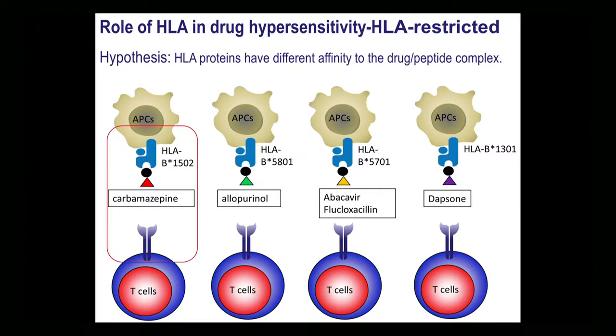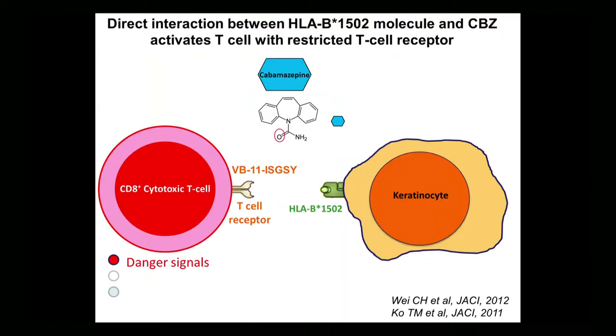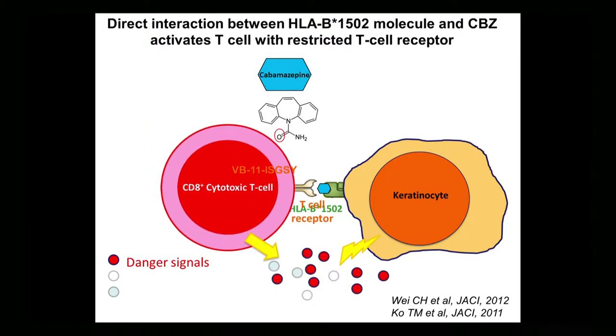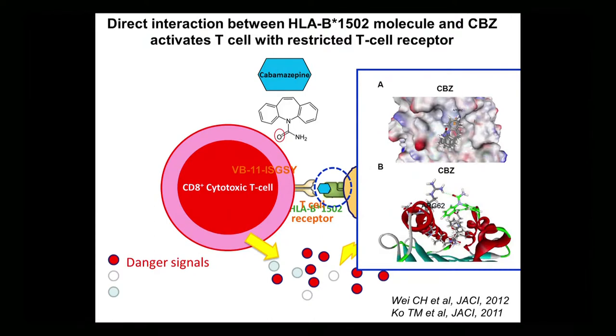So what's the role of the HLA in drug hypersensitivity? For the HLA restricted model, such as B1502 or B5801 with carbamazepine or allopurinol or abacavir interact with B5701, in this kind of HLA restricted model, the HLA protein has a different affinity to the drug peptide complex. So meaning the drug peptide antigen has a direct interaction with the HLA molecule. And the different HLA molecules have different affinity to drug antigen. So taking the example of carbamazepine, the drug can directly bind into the HLA-B*15:02, and then can be recognized by the T cell receptor of the specific T cell, and then the T cell will activate, release some danger signal to attack the keratinocytes. So this is a working hypothesis that has been realized in recent years.